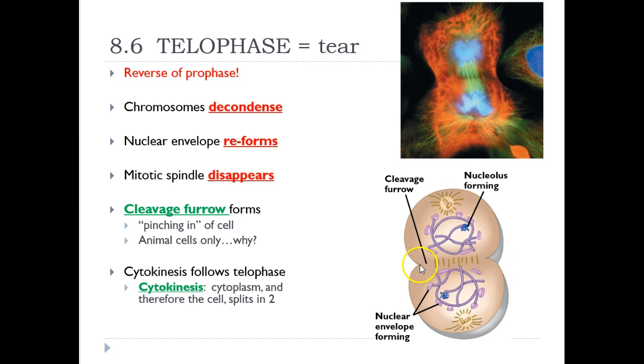And that pinching off is called a cleavage furrow, and this will become one cell and this will become another cell. The next phase is just called cytokinesis. I'm not going to talk too much about that one. It's just where the cytoplasmic material makes sure that it's all equal on one side to the other.